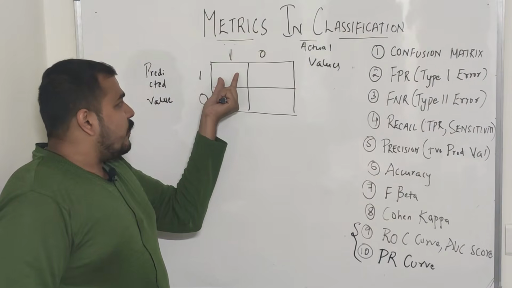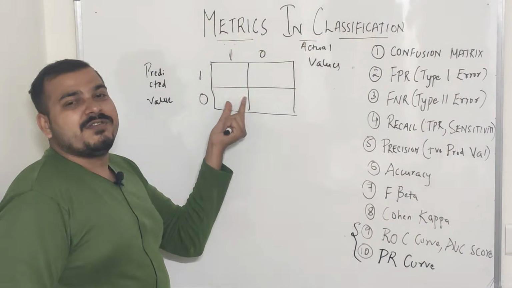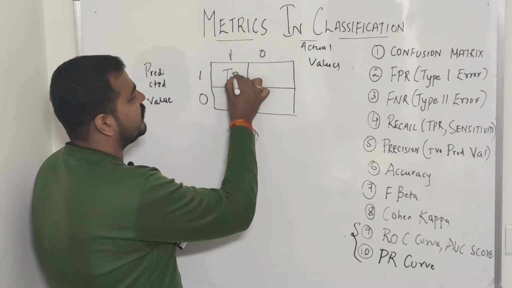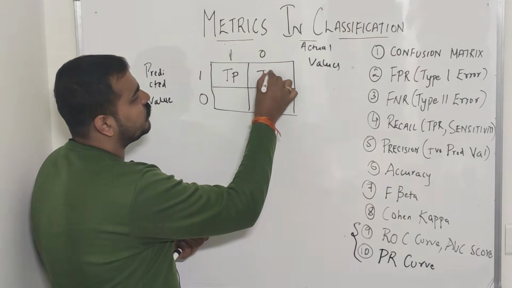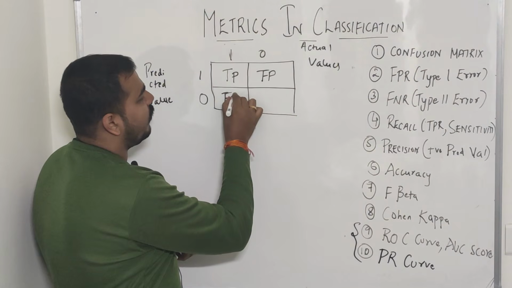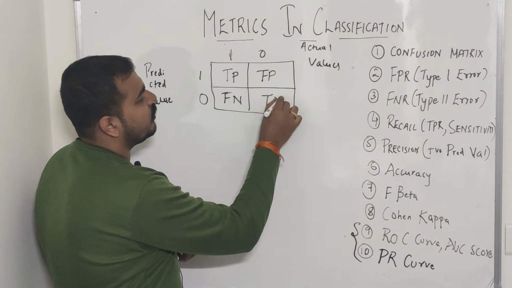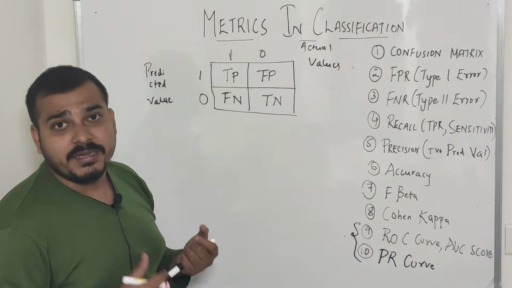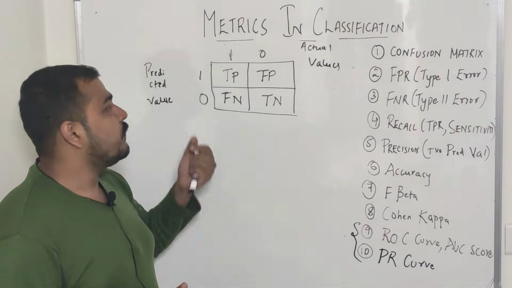Usually what we do is that for each and every field we specify some notation. The first field in this case is called true positive. The second field is called false positive, the third field is called false negative, and the fourth field is called true negative. We'll try to understand in more depth what exactly these fields mean: what is false positive, what is false negative.